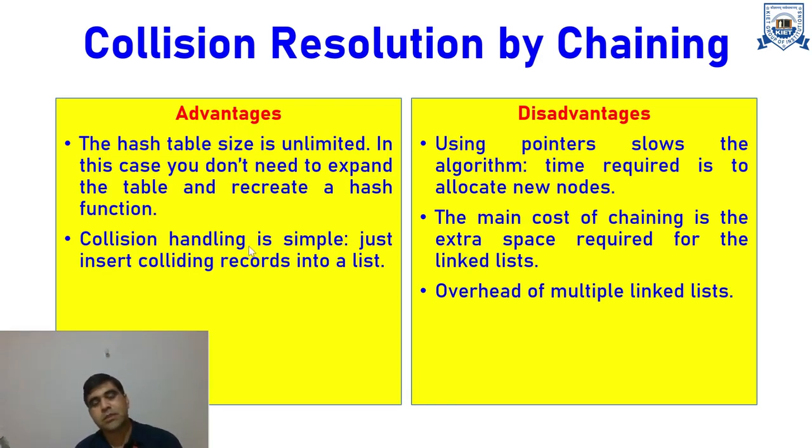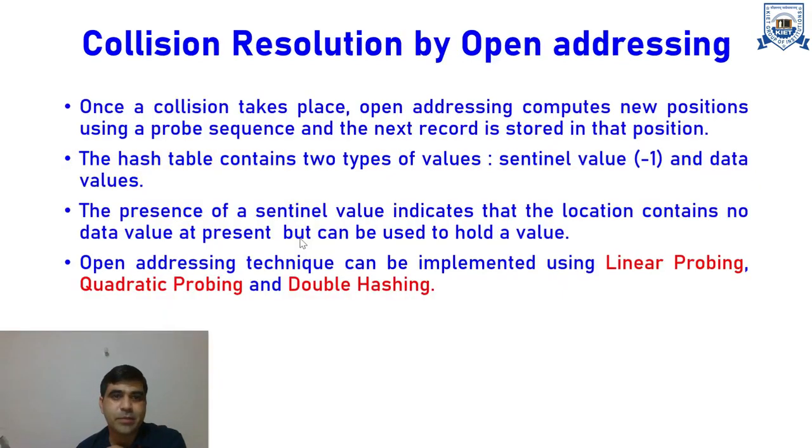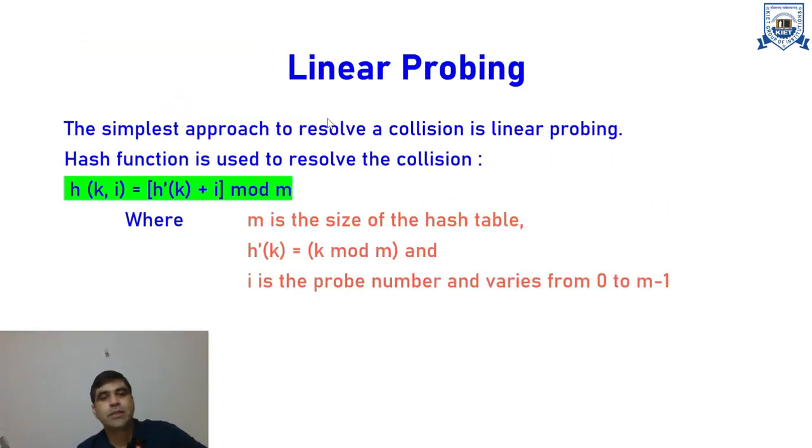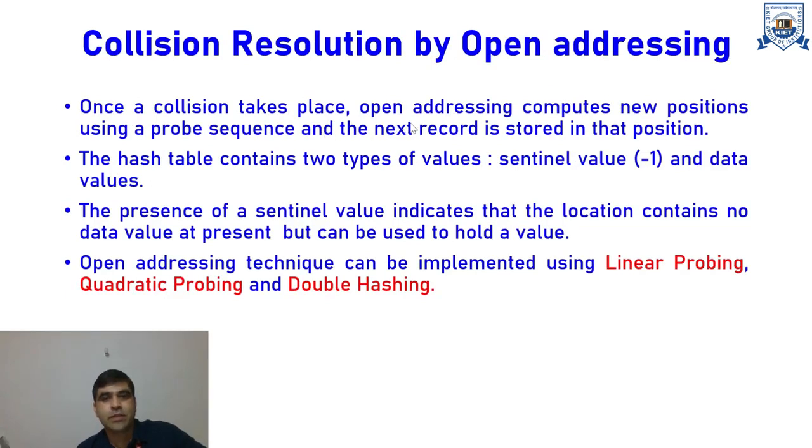So these are the advantages and disadvantages of your separate chaining method. Next is your collision resolution by open addressing. In open addressing, once a collision takes place, it computes new positions based on certain mechanisms. These new positions are found using a probe sequence.